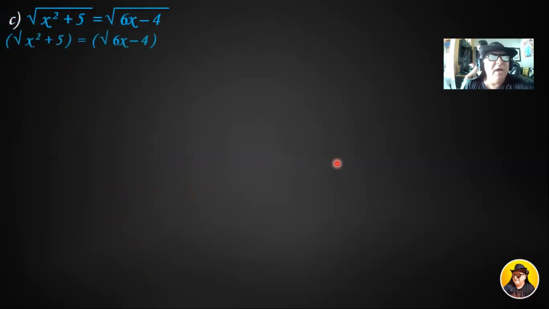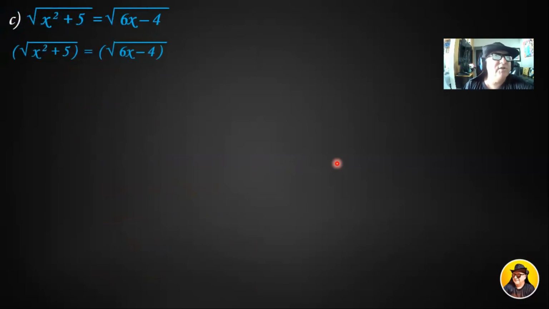All right, let's see letter C, the last one. Okay, we have the square root of x² + 5 is the square root of 6x - 4. Okay, doing this, we have that. So we have to square both sides of the equation like this. All right, and now let's cancel out the square roots. Okay, so what remains? x² + 5 is 6 times x - 4.